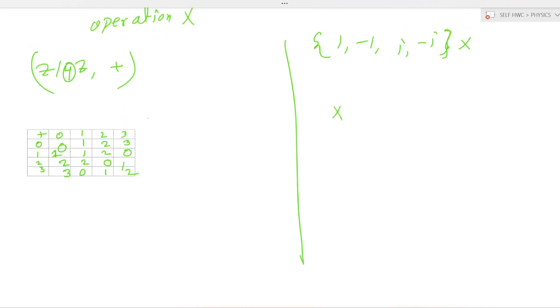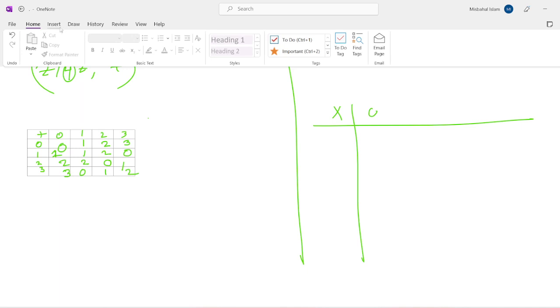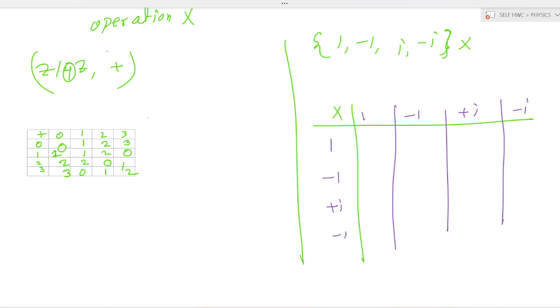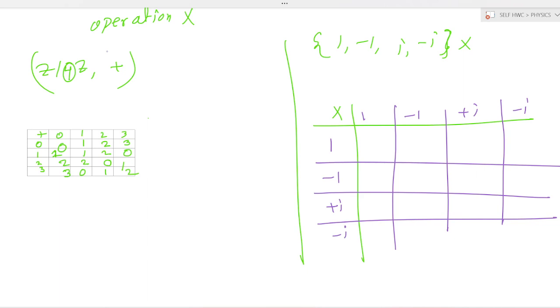Next, same topic, multiplication. Okay. It is 1, minus 1, iota, and minus iota. Okay. Next.